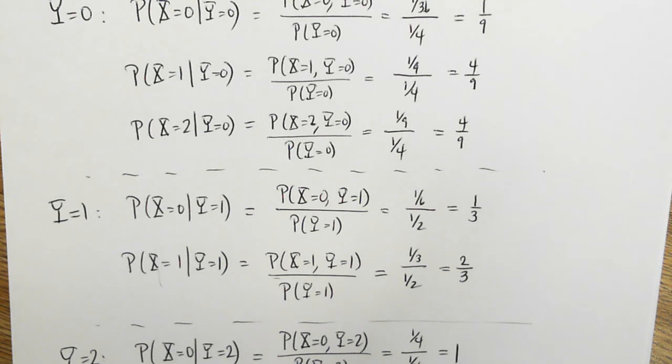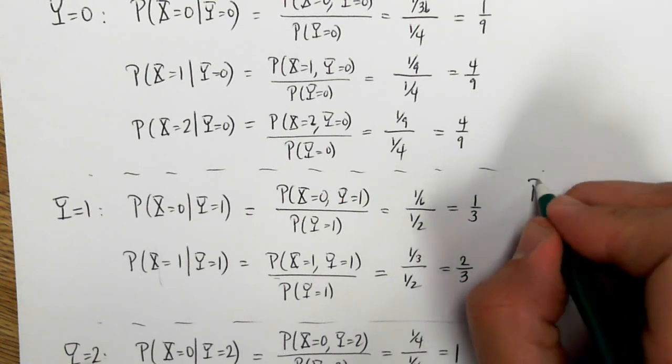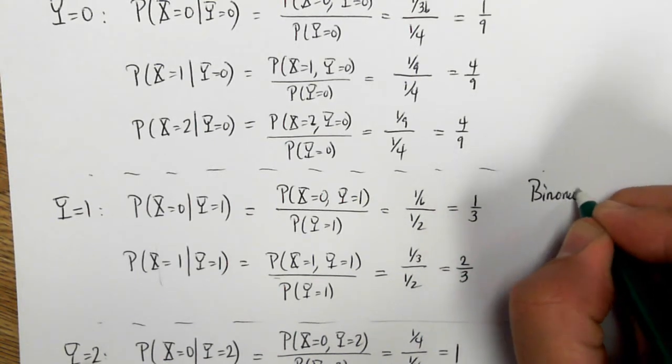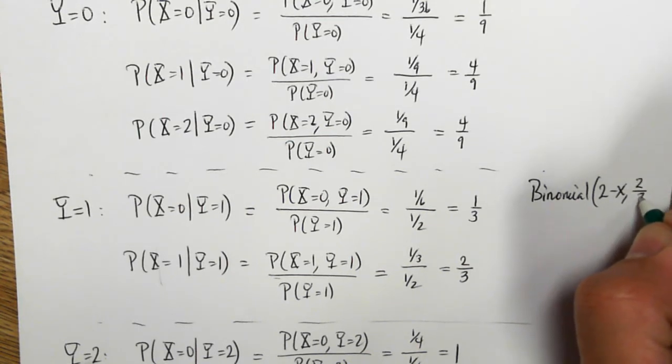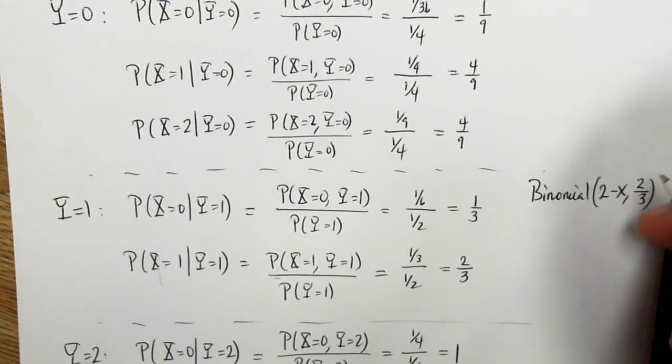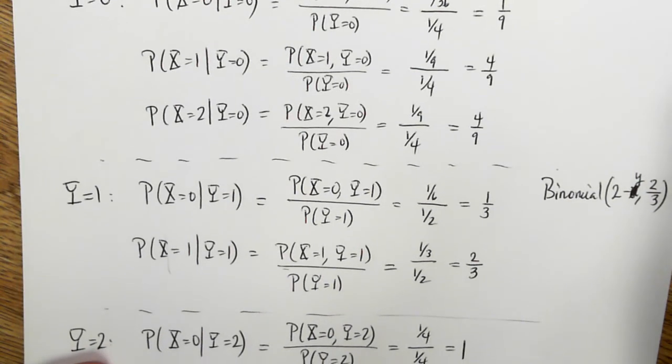All right, now I said earlier that there was a shortcut way to do this, and here's the shortcut. It turns out that these follow the binomial distribution with parameters 2 minus x and 2/3. Or sorry, 2 minus y and 2/3. Okay, now let's check this actually works.